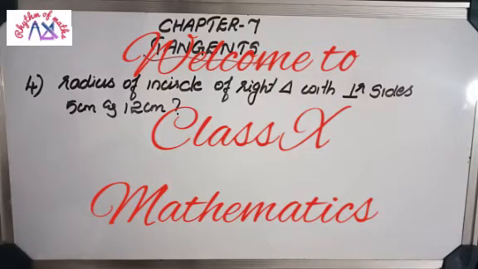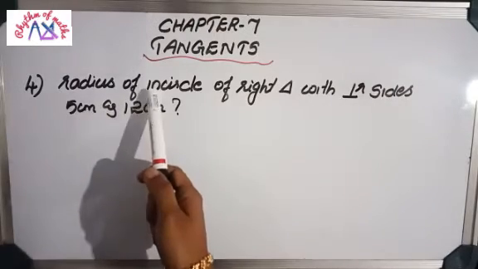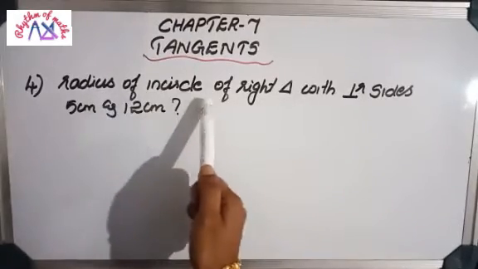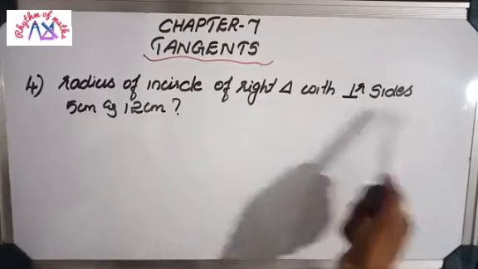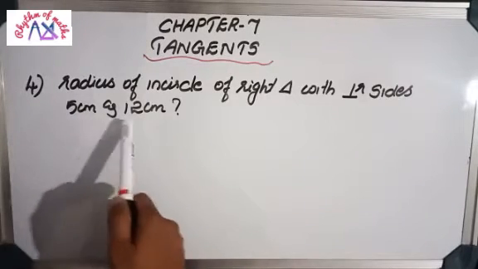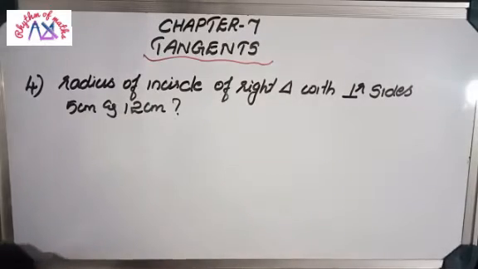In the previous video we have finished the first 3 questions from the last activity. Okay, now let's move on to the next problem. 3 more questions are there to finish this section. So let's do question number 4. Here is your question: calculate the radius of the incircle of a right triangle with the perpendicular sides as 5 cm and 12 cm. Okay, perpendicular sides are given. We have to find the radius of the incircle.